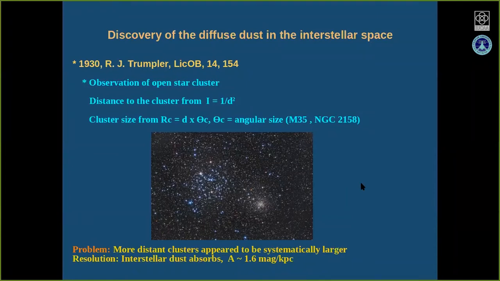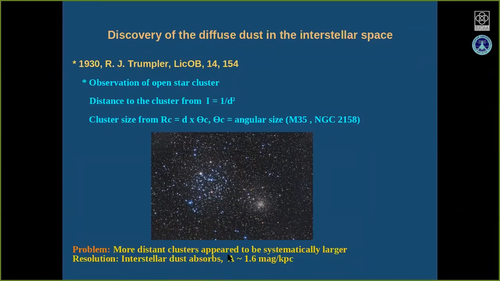So what he found is that more distant clusters appear to be systematically larger. Distance is increasing, which means the size of the cluster is also increasing. It is very interesting. It should not happen. So what could be the reason? Later on, he found that this is due to interstellar dust absorption and scattering by the interstellar dust.